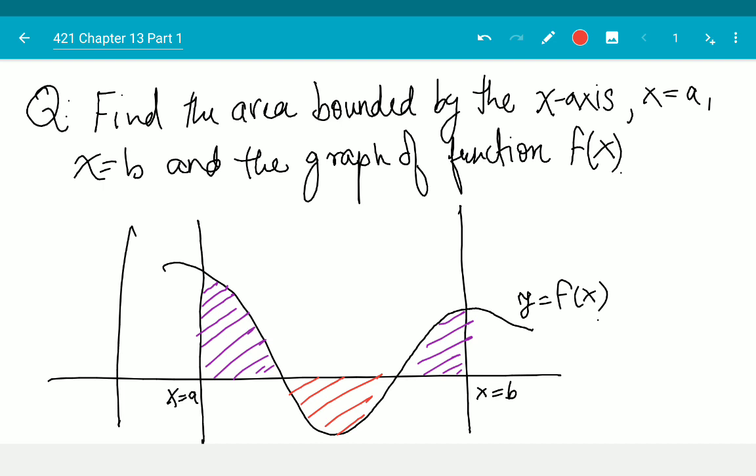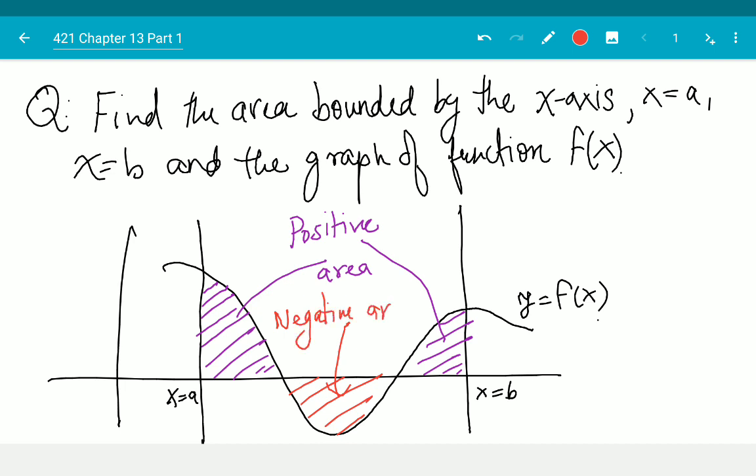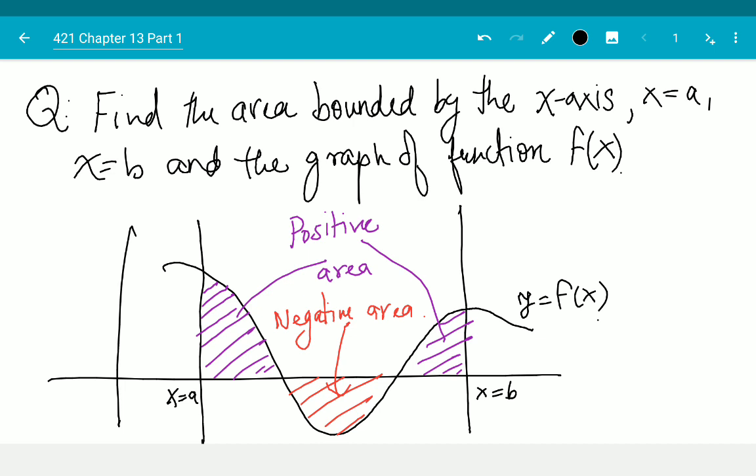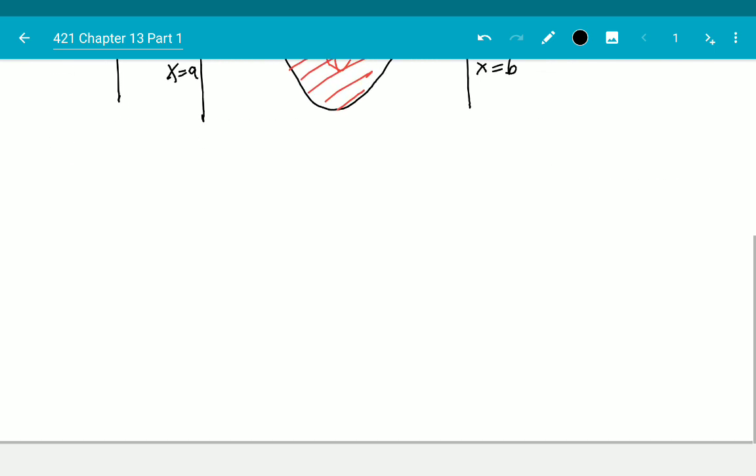Well, now there is a small distinction. This area is positive area. Okay, and this area, which is below the x-axis, is negative area. Right, I want to separate these, and I want to find the total area bounded by all of these things. Well, how do I do this?